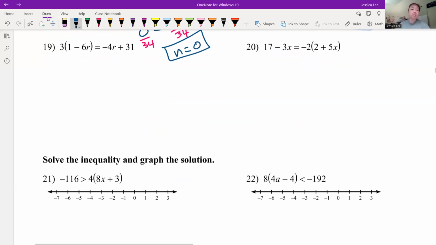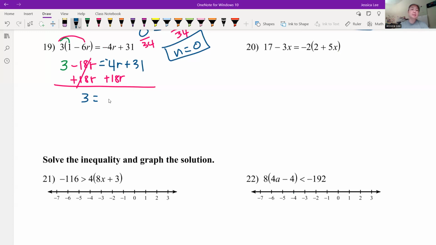All right, so here we go. Again, parentheses, so we're just going to distribute. So 3 times 1 is going to be 3. 3 times negative 6r is going to be minus 18r. And the rest of it, I don't need to simplify more, so I'm just going to copy that down. All right, we want to get the r's together. So I notice I have a minus 18r, so I'm going to add 18r because I want to work with positive numbers, because I'm positive like that. And we got 3 is equal to negative 4 plus 18, which is 14r.